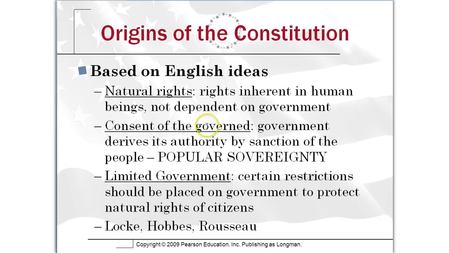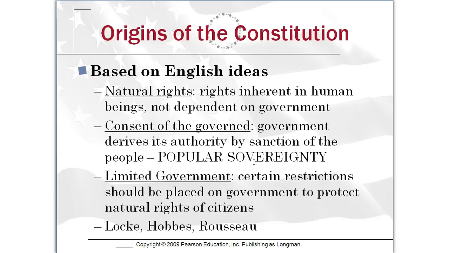Also, a basic idea that our colonists were basing their decision to declare independence on is that government should be formed based on the consent of the governed. Government derives its authority by the sanction of the people. The people have to give consent to the government to do the governing. That is the definition of this term, popular sovereignty. Whenever we see the phrase popular, it's referring to the people or the population. Sovereignty means to rule or to have power over. So popular sovereignty means that the people have power, and that is one of the foundational philosophies behind the revolution that was taking place.